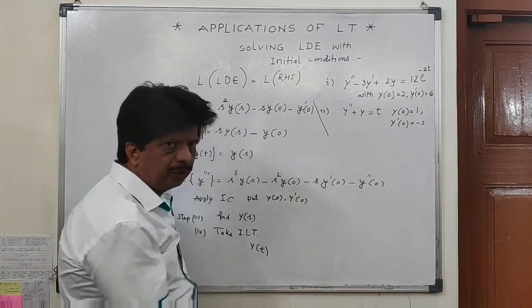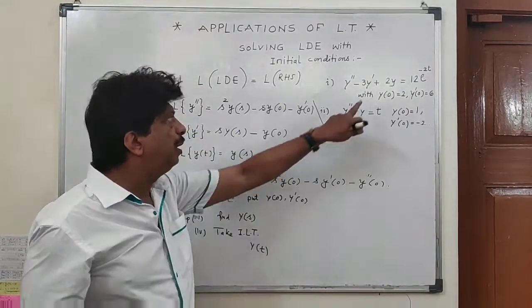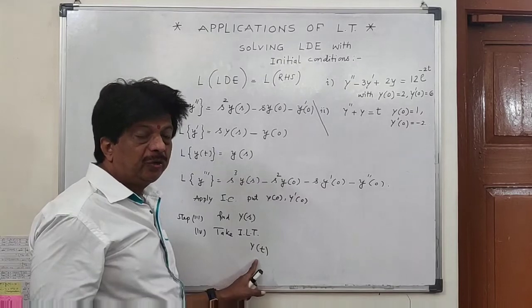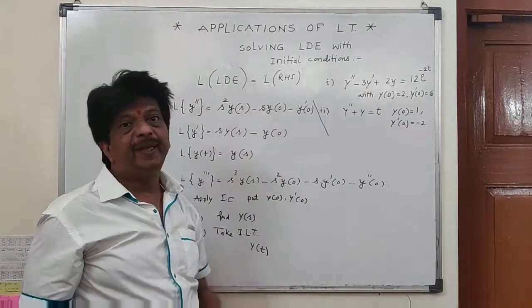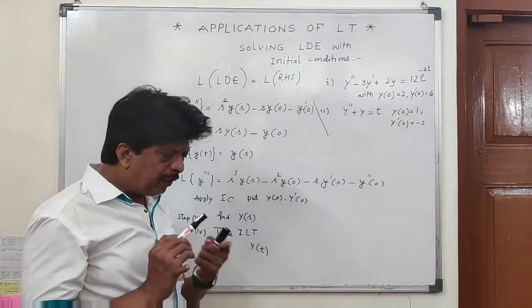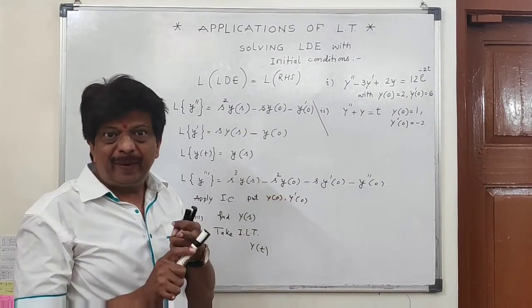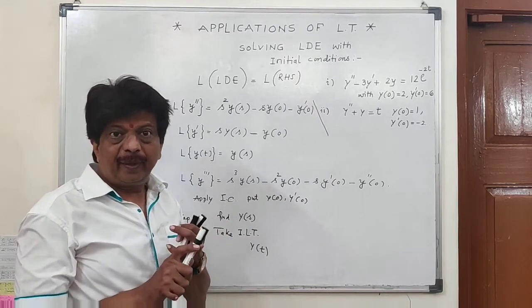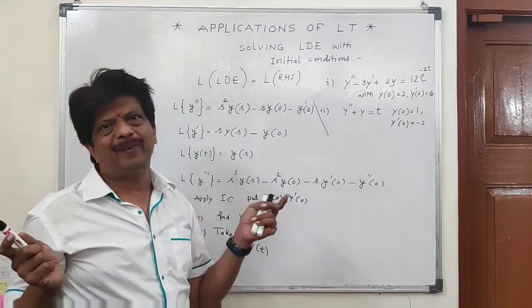That is your solution. In particular, it is a particular solution because you are involving y of 0 and y prime of 0, the initial conditions of the given linear differential equation. Just remember, first step, take the Laplace transform. Second step, apply the initial conditions. Third step, obtain the value of y of s. Fourth step, take the inverse Laplace transform.